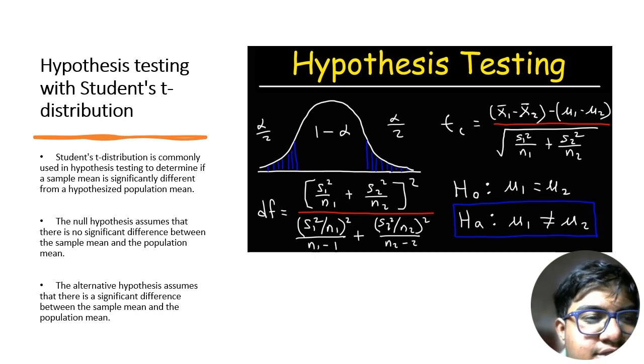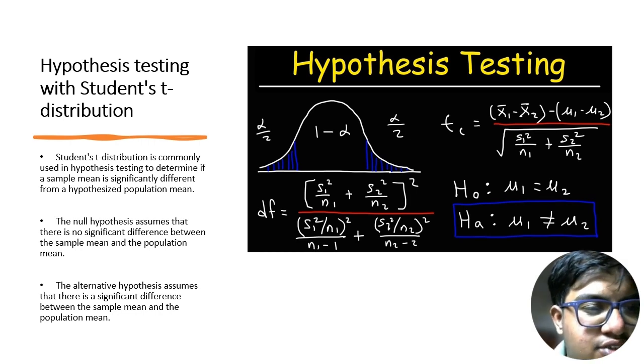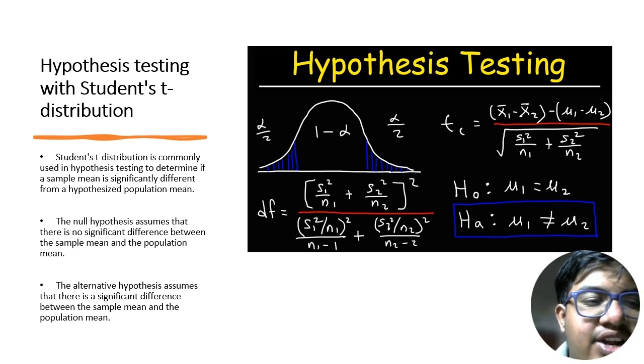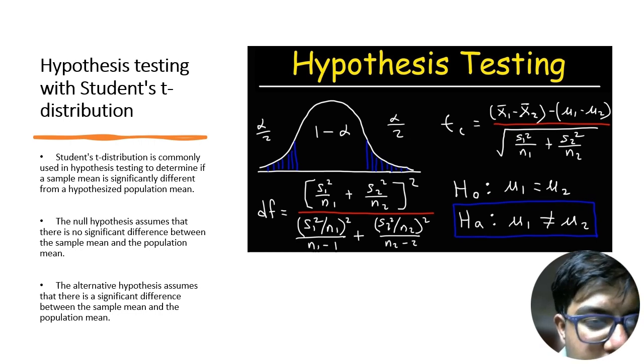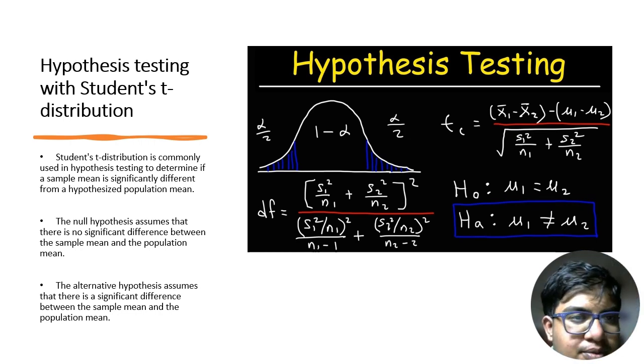Hypothesis testing with Student's t-distribution. Student's t-distribution is commonly used in hypothesis testing to determine if a sample mean is significantly different from the hypothesized population mean. As I told you before, the critical values and the degrees of freedom are used in checking whether the hypothesis applies or not.